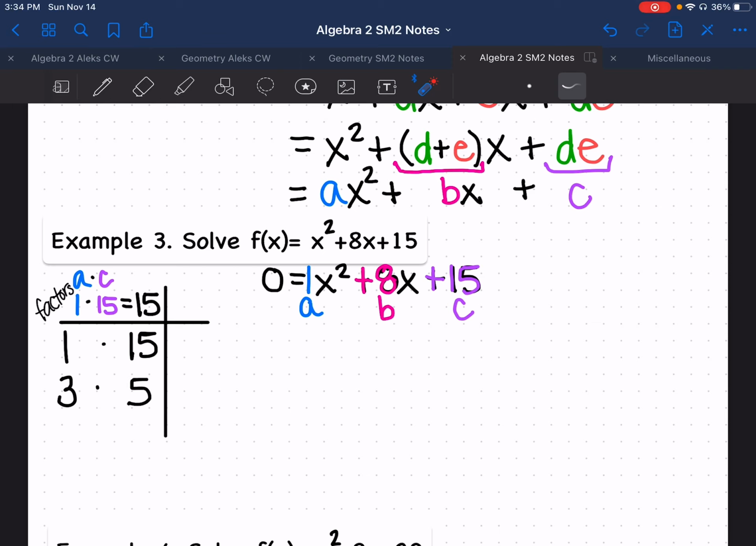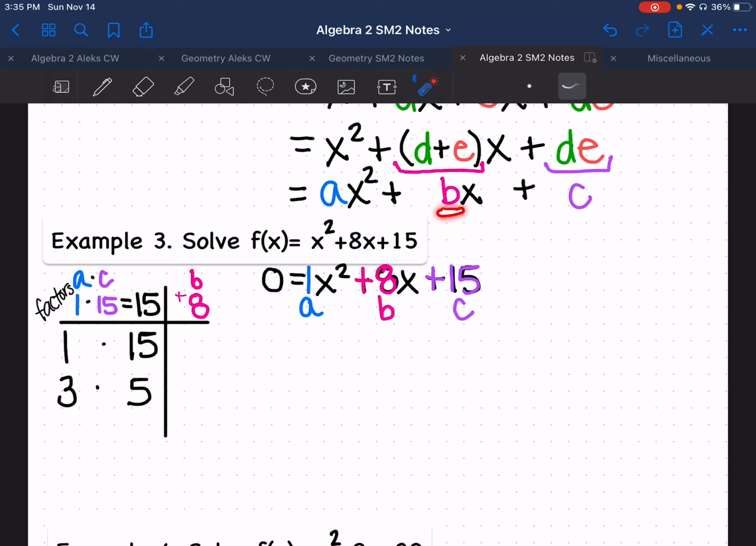Okay? These are going to be your D and E values. And what you want in the second column is your B value. Now, it's very important with the B term that you make sure you know if it is positive or negative, because yes, it's going to make a difference.